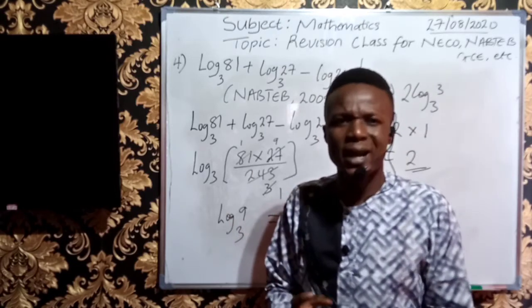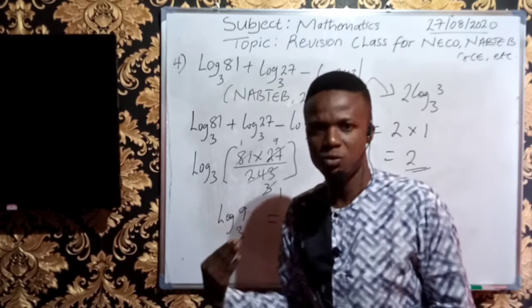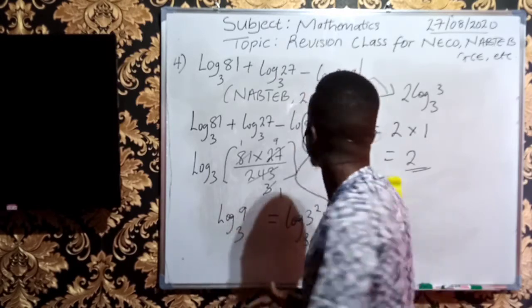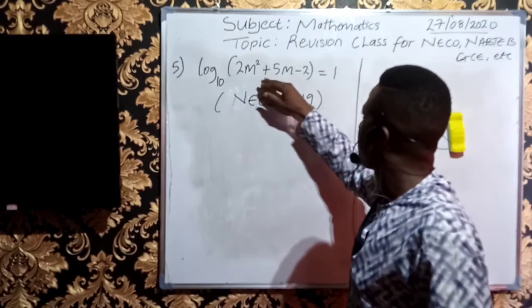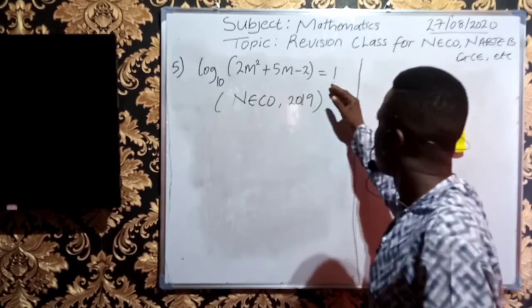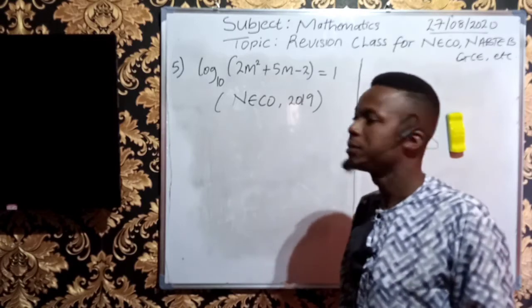So if you need to go back and refresh your mind on the laws of logarithm, even indices that we just finished dealing with. So let's take another one. All right, so we have log of 2m squared plus 5m minus 2 to a base of 10 equals 1. This question is extracted from NECO 2019.